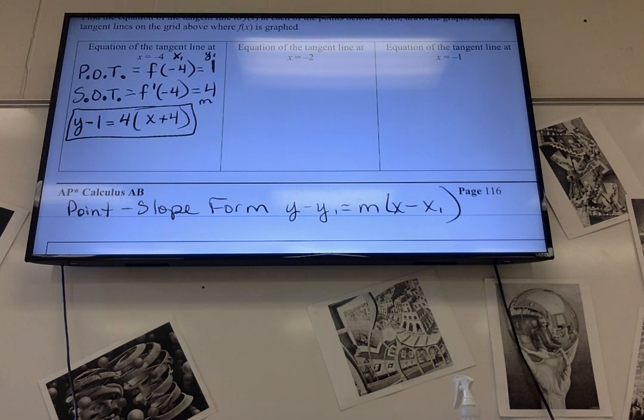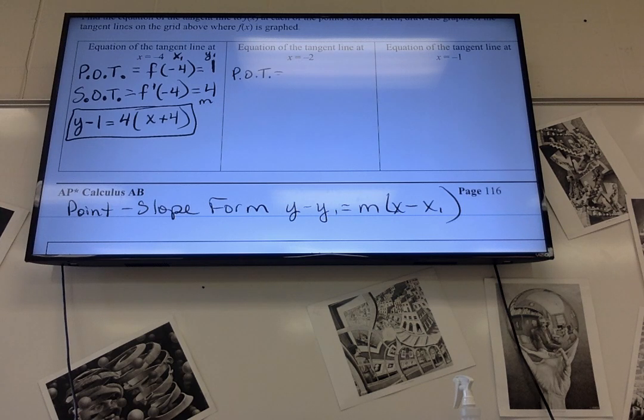Oh, we don't plug in for x? No, because your equation y equals mx plus b has an x and a y in it. I was going to say, what's the difference between y and y1? Oh, yeah, x1 and y1 just mean a specific point. Some point out there. So let's do the equation for the tangent line at x equals -2.